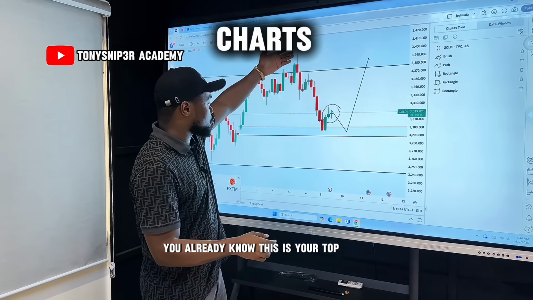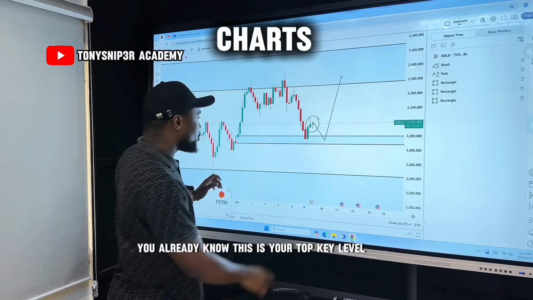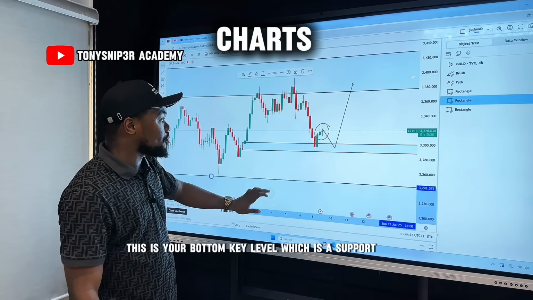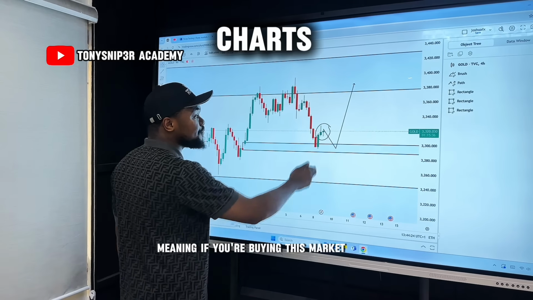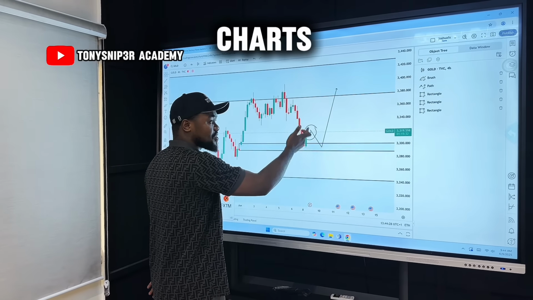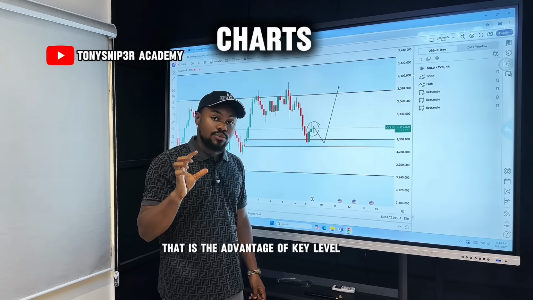You already know this is your top, this is your bottom, right? Pay attention, guys. You already know this is your top key level, which is your resistance. This is your bottom key level, which is your support. Meaning, if you're buying this market, you will buy it into this resistance. And if you're selling this market, you sell it into the support. That is the advantage of key level.